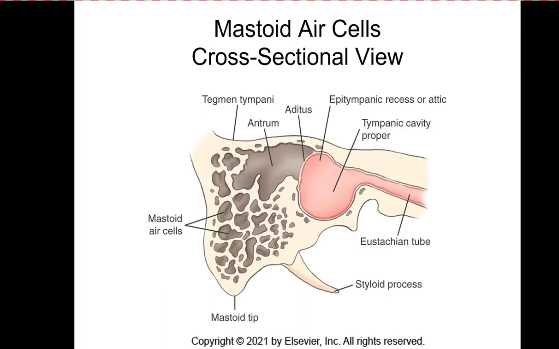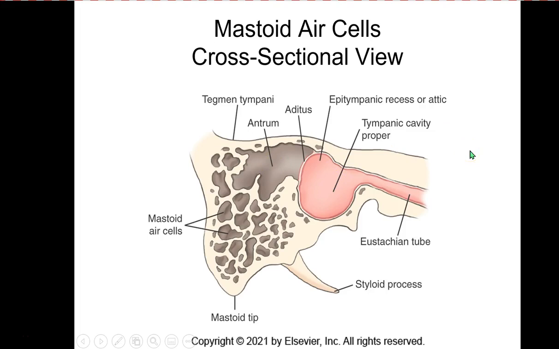Next, the mastoid air cells. The mastoid air cells act as a second direct line of communication into the middle ear. The adytus is the opening between the epitympanic recess and the mastoid portion of the temporal bone. So remember, this is all temporal bone, and the adytus would be that separation or that opening between the epitympanic attic and the mastoid air cells.